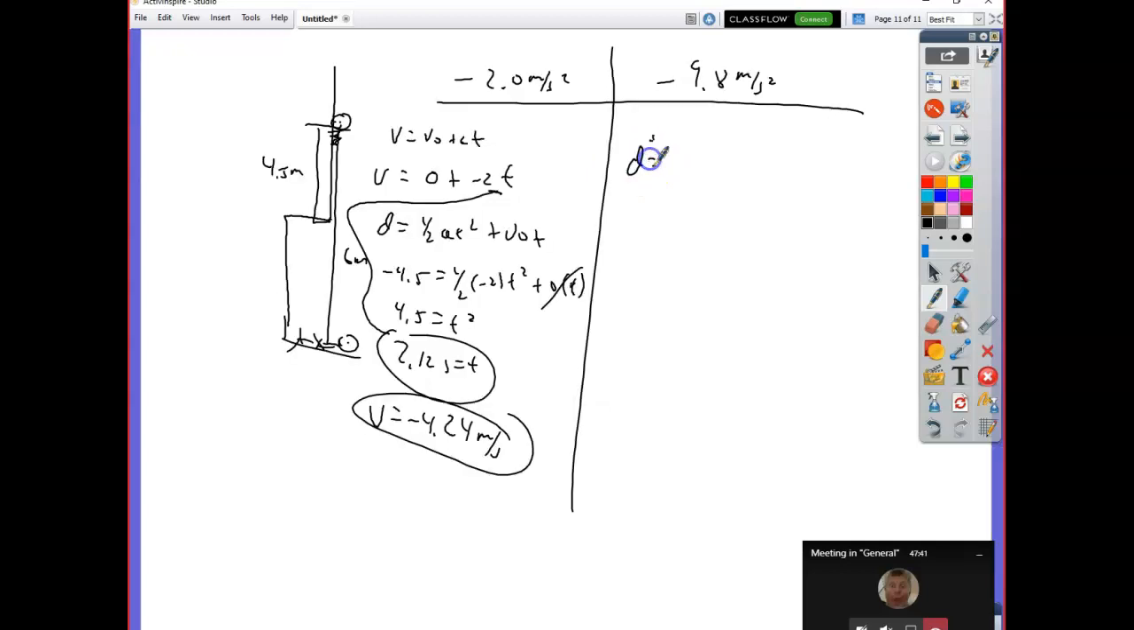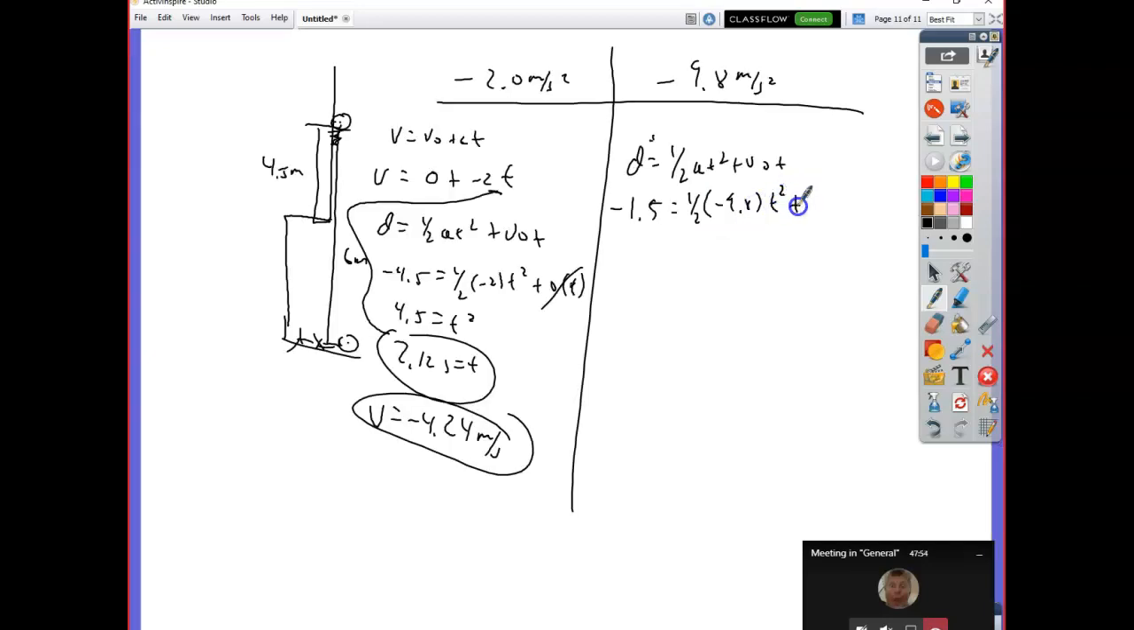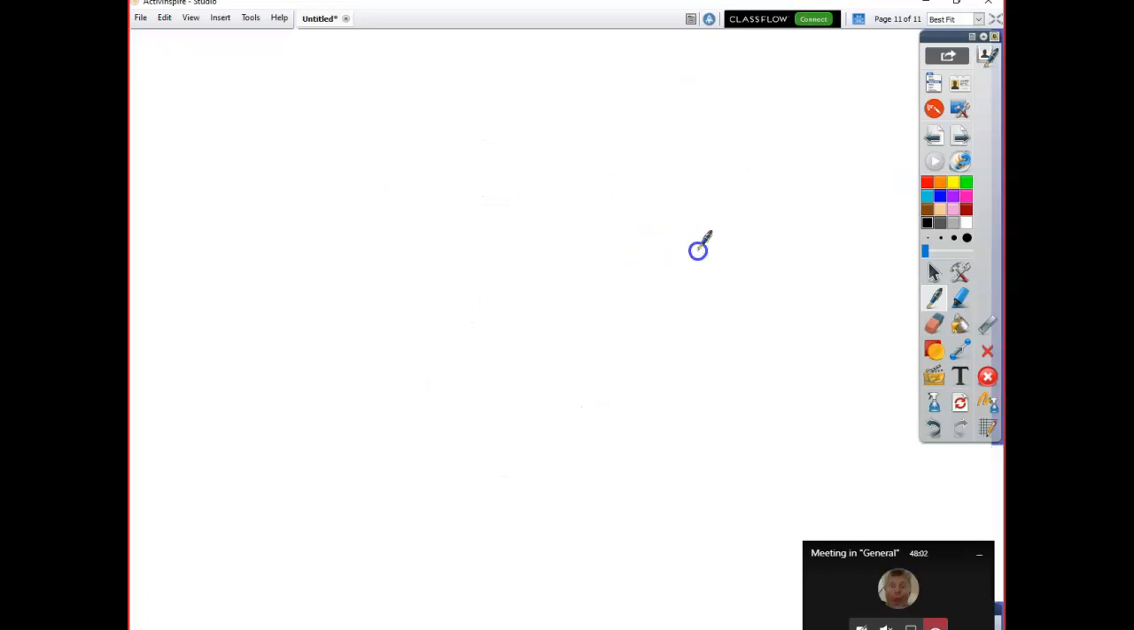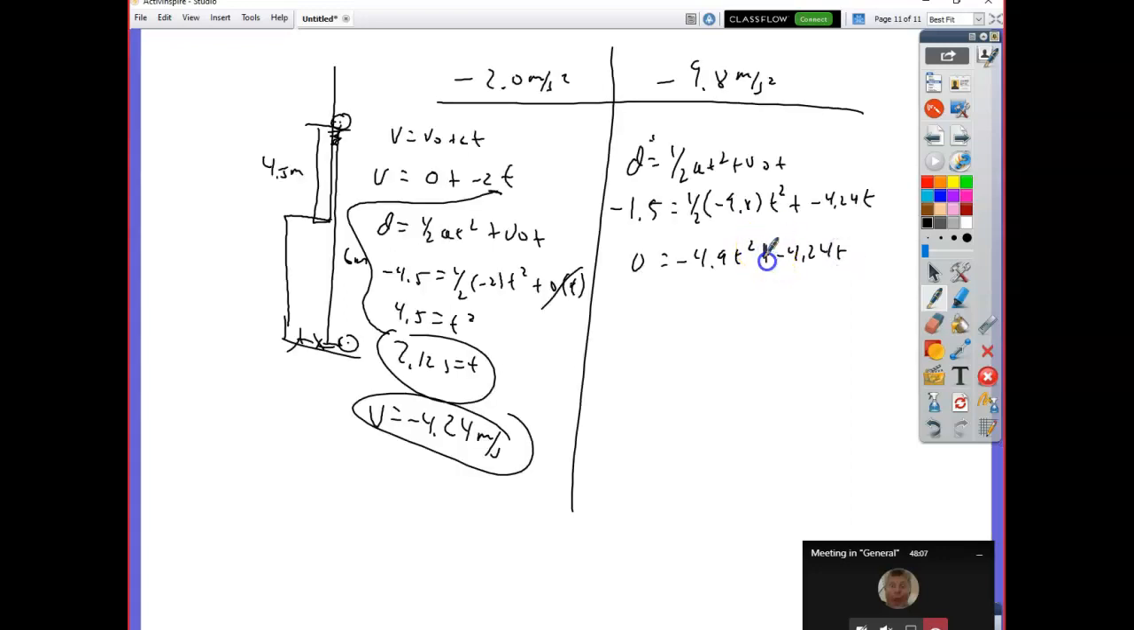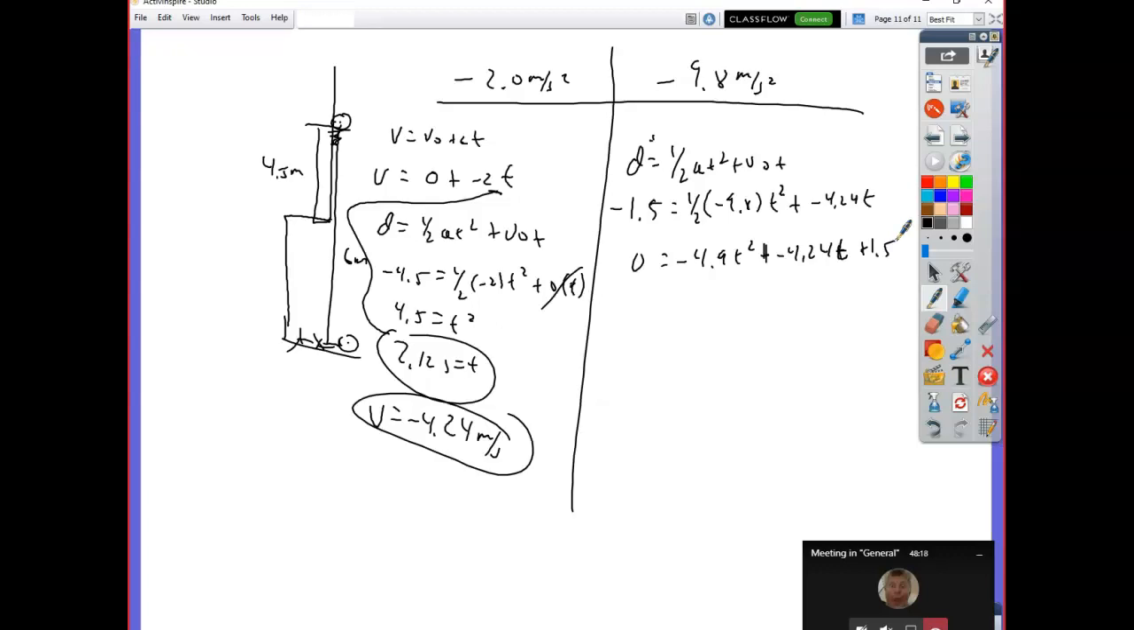Okay, so you're going to write the displacement. 1/2 at squared plus v naught t. We know he's going to go down 1.5 meters. 1/2, the acceleration is negative 9.8 during this stretch times the time squared. Don't know the time. Initial velocity, though, is negative 4.24, so I can get the time from this one, right? Negative 4.9 t squared plus negative 4.24 t plus 1.5.